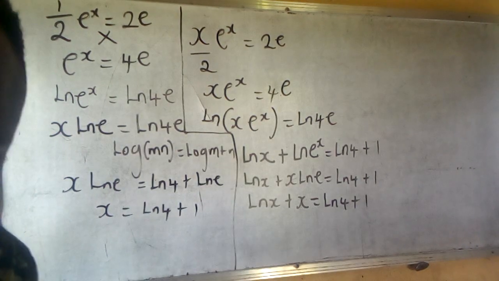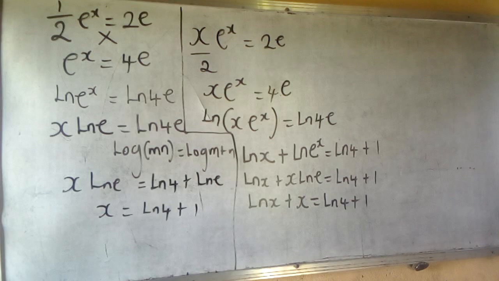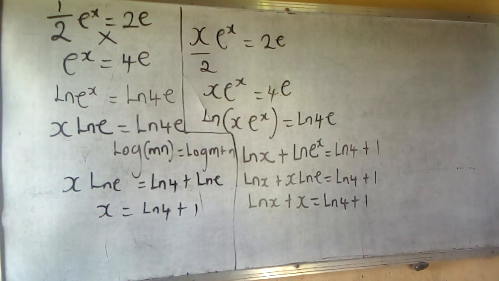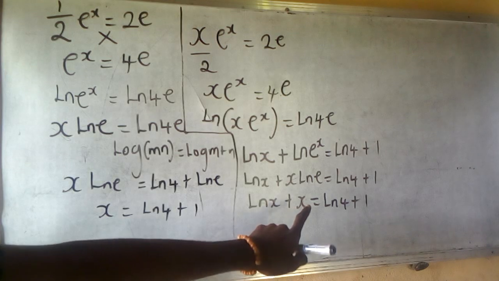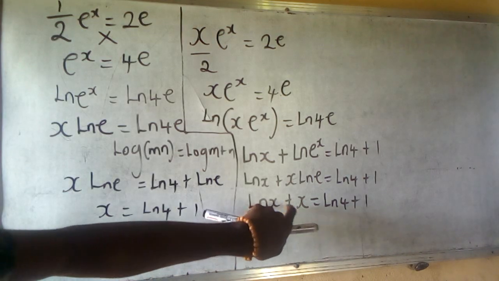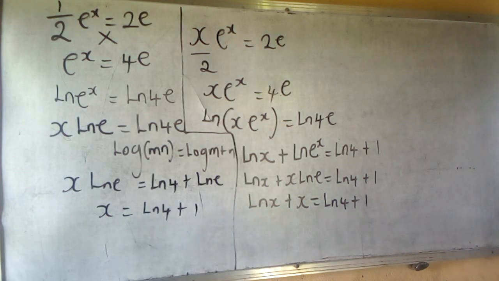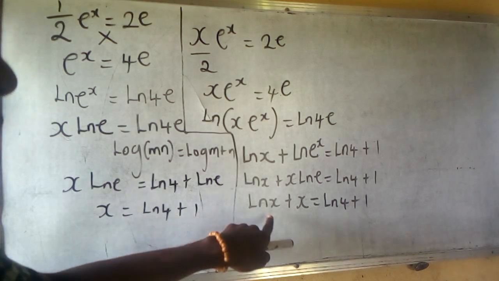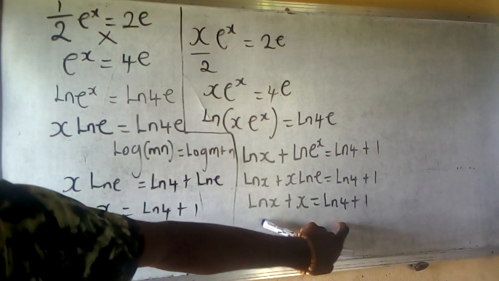No matter how talented you are, you cannot find the value of x here. I'm telling you the gospel truth. No matter how talented you are, you can never look for the value of x here. Have you seen the two different answers here? x is equal to ln 4 plus 1, but this one is ln x plus x is equal to ln of 4 plus 1.